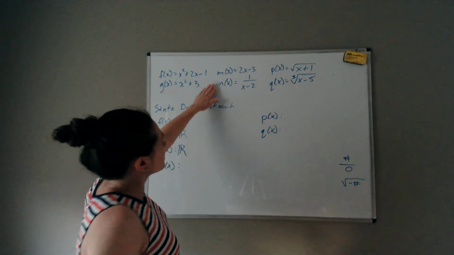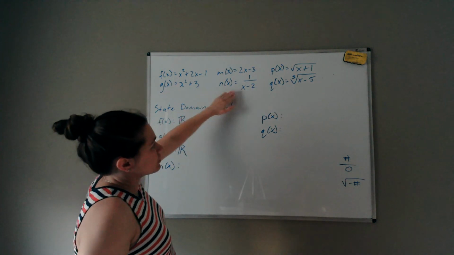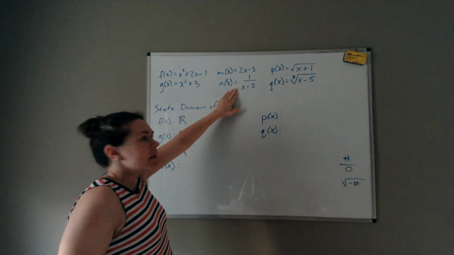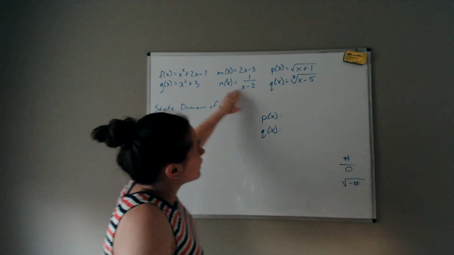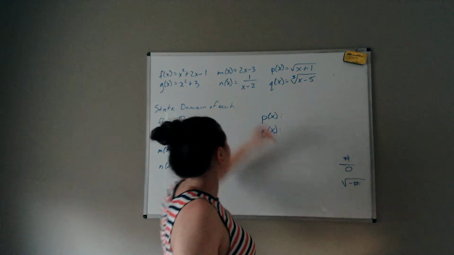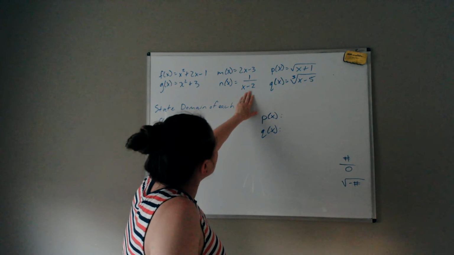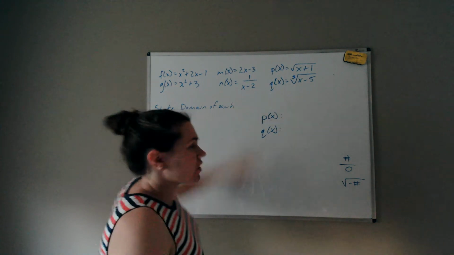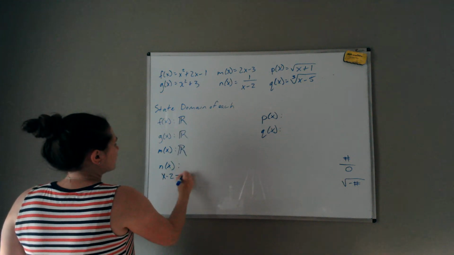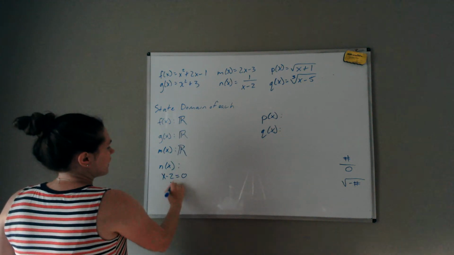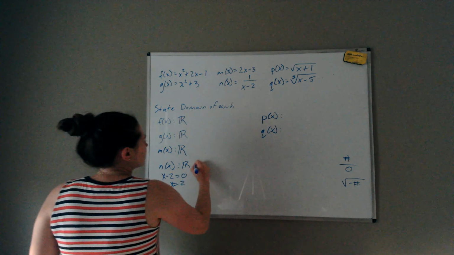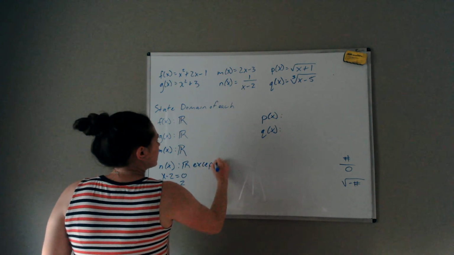N of x, 1 over x minus 2. So look, this is the first time I've got a variable in the denominator. So can you think of a number that I could plug in that I could get a number over 0 or square root of a negative? Yeah, there's one number I can think of that can make the denominator 0 here, okay? So to figure it out, what makes the denominator 0, and we have to make sure we restrict it. So we can't have 2, all reals except 2, okay?